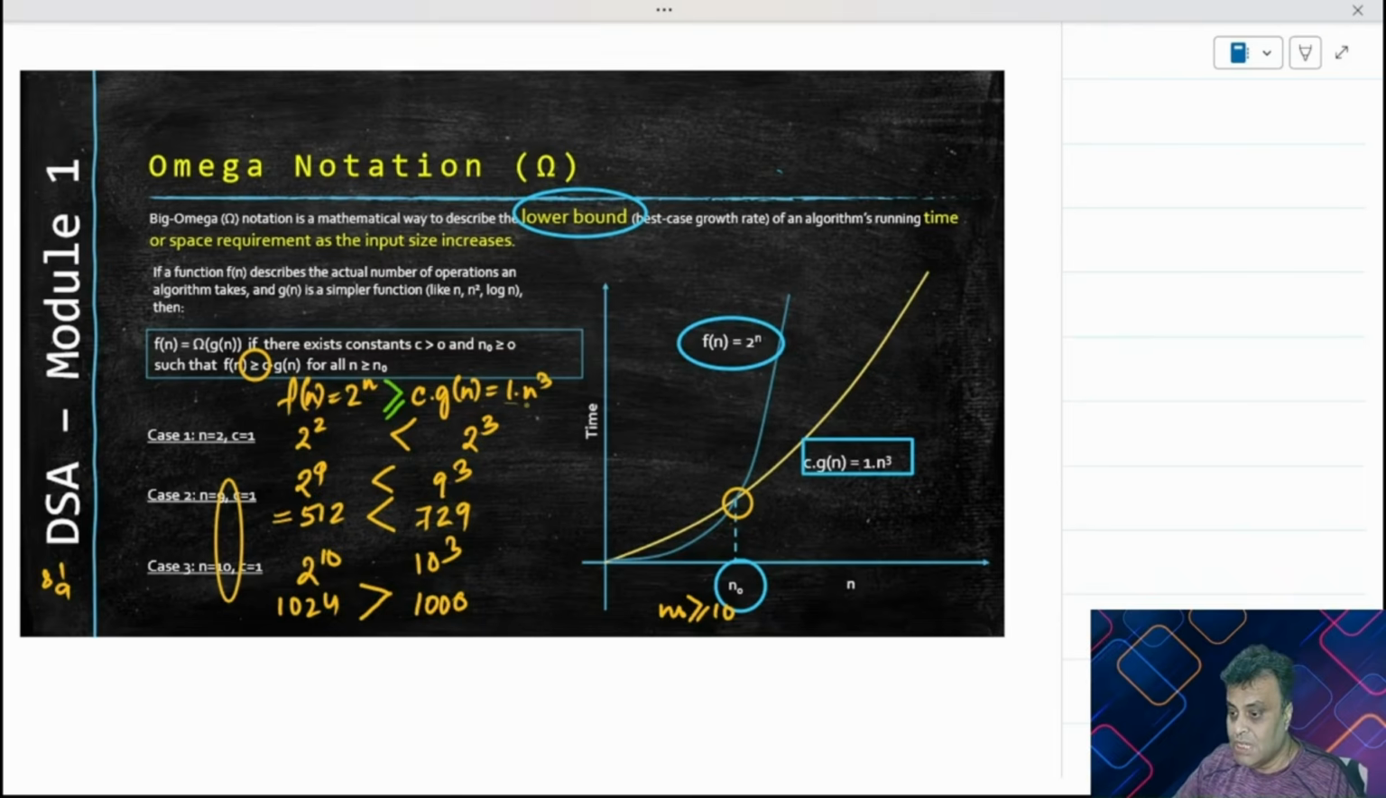So what is our CGN? This is the CGN. If this is the CGN, what is Gn? N cube. So now we have satisfied this equation. As you see here, we have satisfied this equation for a particular value of n. Therefore, we can say Fn is equal to omega of Gn, which represents the lower bound, which is equal to omega of n cube, because our Gn is n cube.